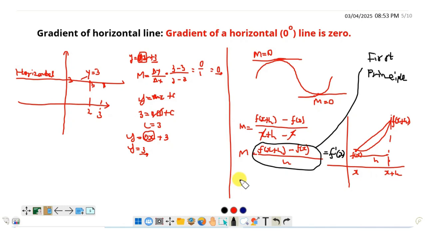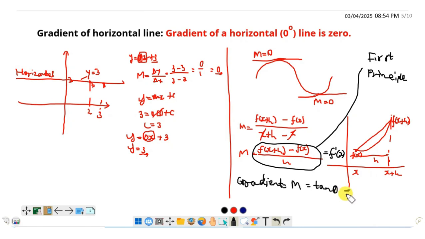What are the ways of finding the gradient? You can find the gradient by saying m equals change in y over change in x, or you can say tan of the angle of a straight line. You take the tan of that angle and you get the gradient of the straight line.